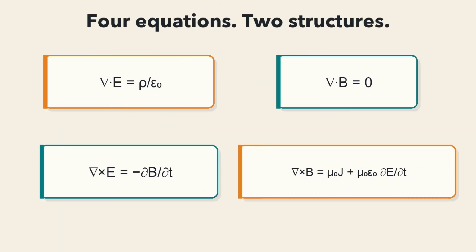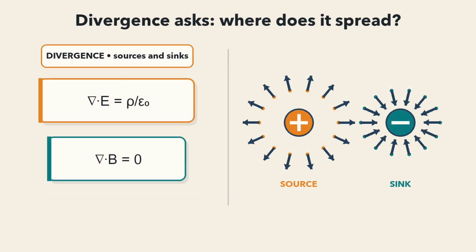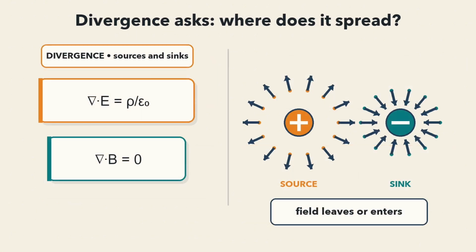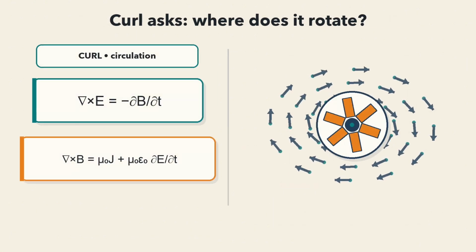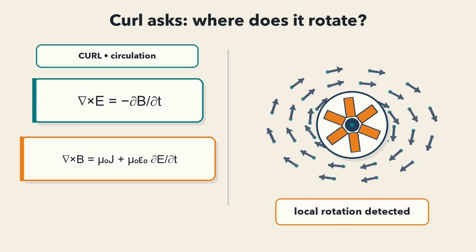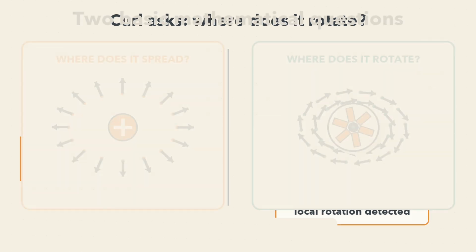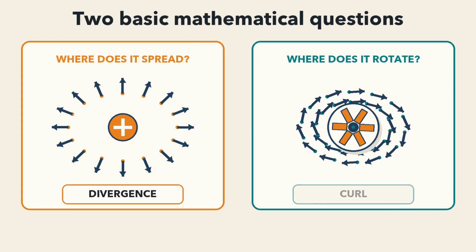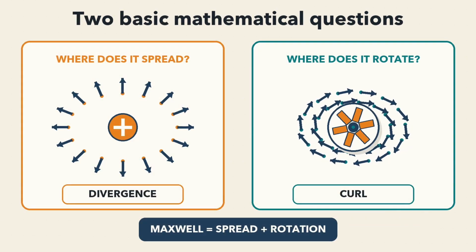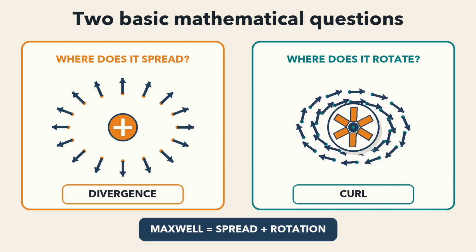Notice the structure of the equations. Two use divergence, which describes sources and sinks. Two use curl, which describes circulation. This is not accidental. Maxwell's system separates the behavior of fields into two basic mathematical questions. Where does the field spread, and where does it rotate?